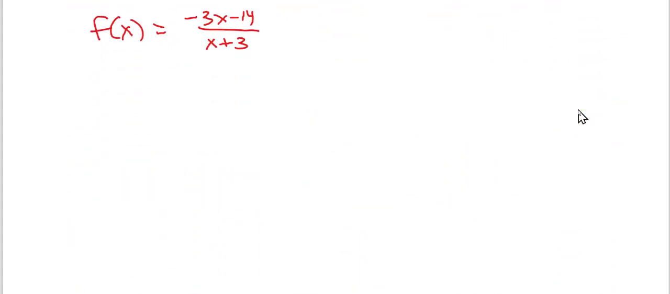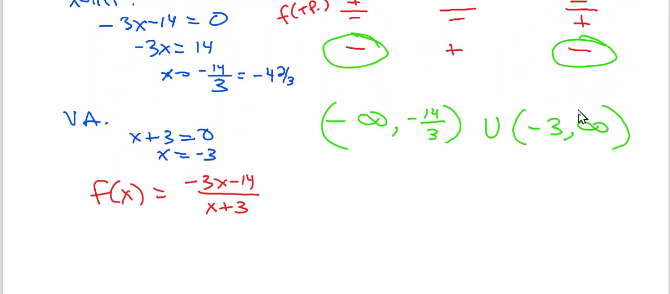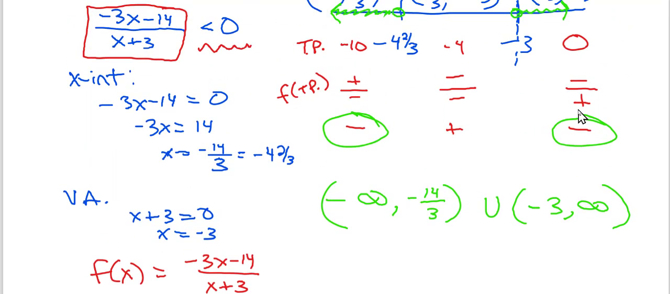Okay, that's it for rational inequalities. So, like I said, it's very, very similar to polynomial inequalities. You just have that extra condition of the asymptote being a potential place where it changes from positive to negative. Like it did in this example. It changed from positive to negative at negative 3. So we have to consider that.